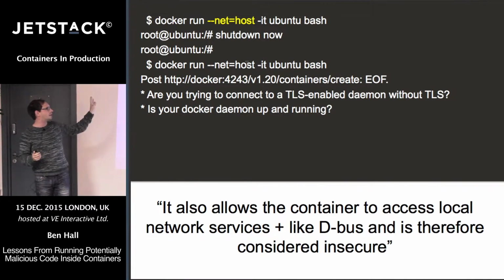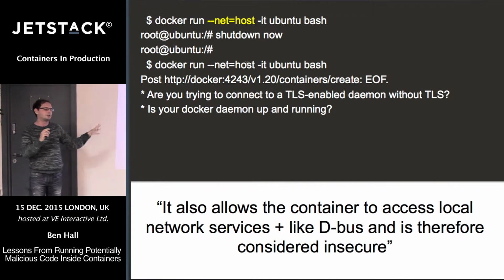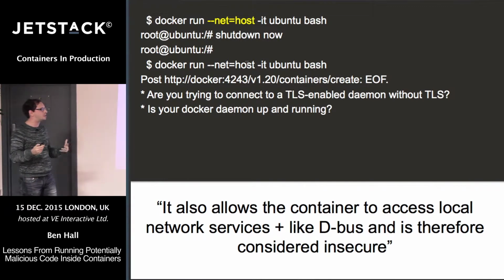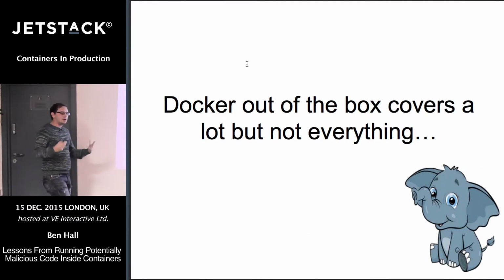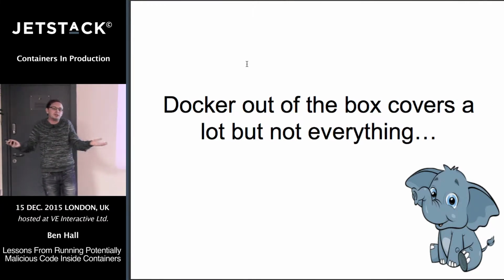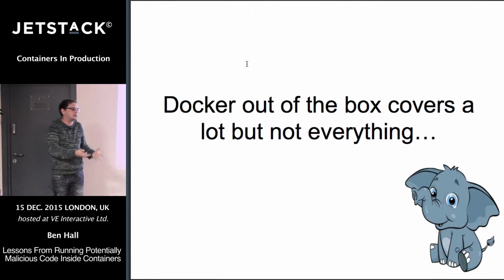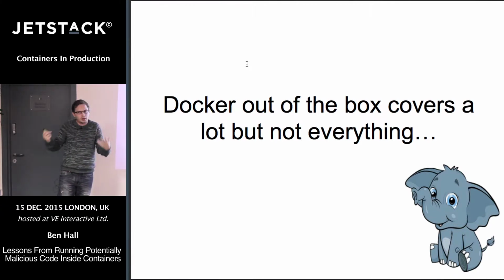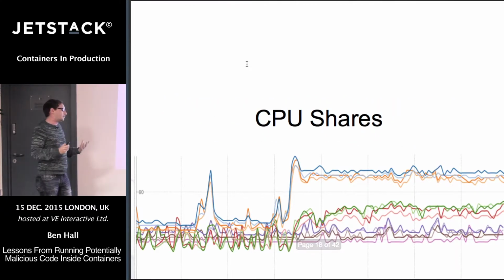In 1.9 and 1.10, they're going to change this, so it's harder to do and harder to break out of your namespaces, which is probably the better thing for the environment. But generally, like I said, most of the things which Docker provides for security is secure, right? Out of the box, it's a container, it's got nice namespaces, it's got good C groups, it works, but not everything.